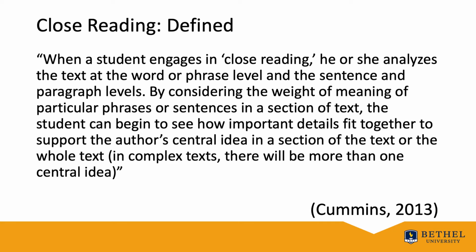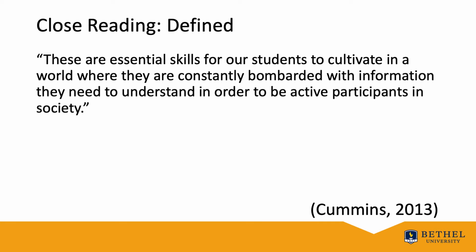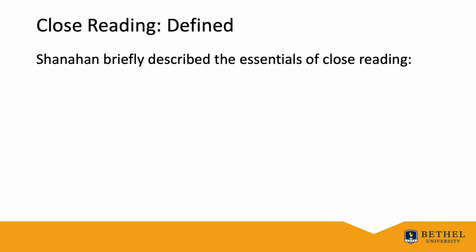When a student engages in close reading, he or she analyzes the text at the word or phrase level and the sentence and paragraph levels. By considering the weight of meaning of particular phrases or sentences in a section of text, the student can then begin to see how important details fit together to support the author's central idea in a section of text or the whole text. According to Cummins, these are essential skills for our students to cultivate in a world where they are constantly bombarded with information that they actually need to understand in order to be active participants in a society. Shanahan briefly described the essentials of close reading.